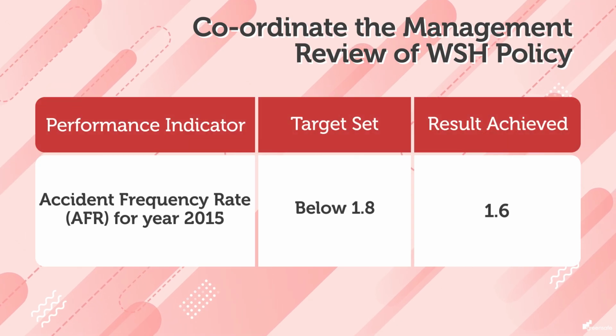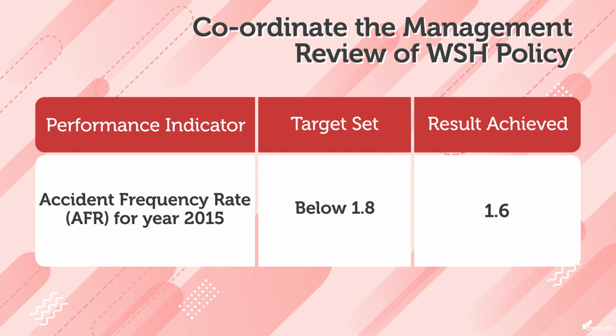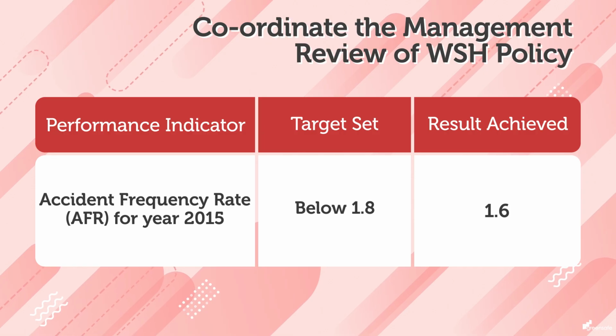This example shows the performance indicator, accident frequency rate for the year 2015. Let's pause here to look at the table. It's obvious, isn't it? The target set was 1.8 and we achieved 1.6. When the two values are placed side by side, it's easier to see the results.